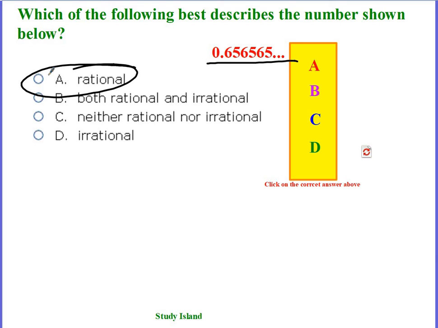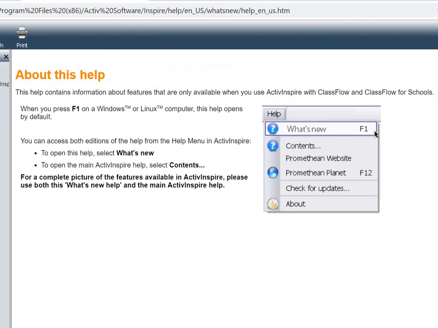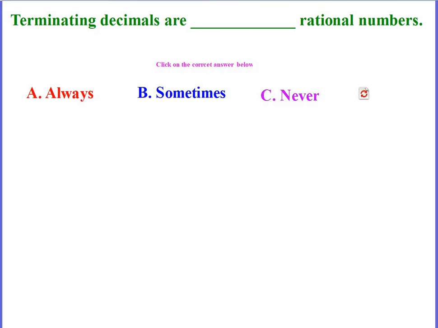Now, the other question that I have here is, if it's rational, does that automatically mean it's an integer? Well, since this is a decimal, it's not an integer, and it's not a whole number. So in this case, it would only fit in the classification of rational. And then here, terminating decimals. Are they always, sometimes, or never rational numbers? In this case, they are always rational numbers.